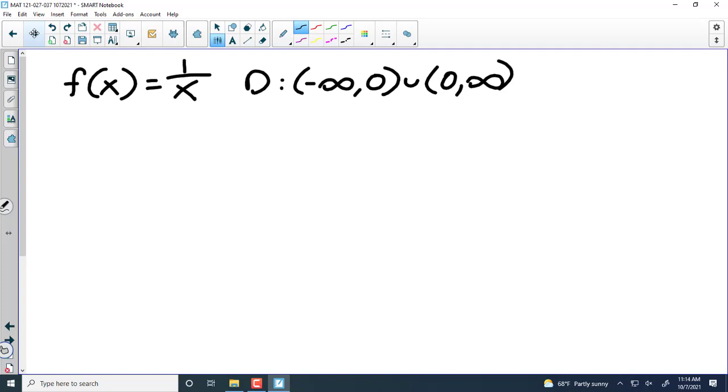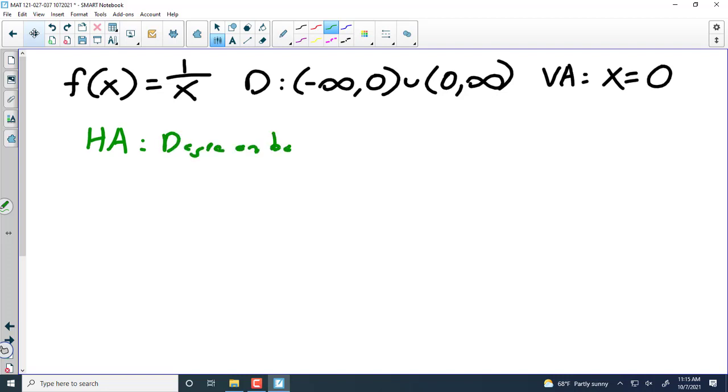If we know the domain, we also know the vertical asymptote. And what is the vertical asymptote? We know the vertical asymptote, which is going to be x equals 0. Now, the reason we have the x-axis as an asymptote, which I think you were saying, is because that's the horizontal asymptote. The horizontal asymptote we have because the degree on the bottom is larger, so we get a horizontal asymptote of y equals 0.